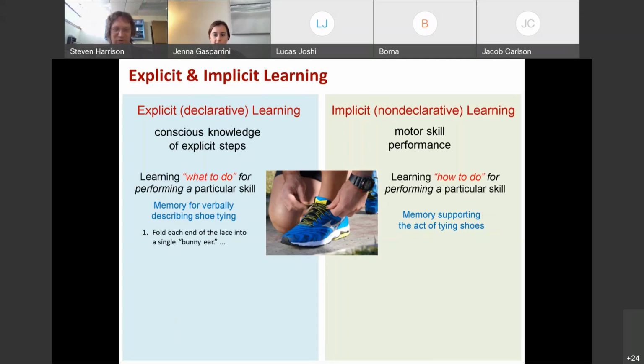Now your ability to know those steps and be able to recite them, as we'll see when we look at the theories of stages of motor learning, is actually an important type of knowledge in early stages of motor learning. So we've got one type of learning and one type of knowledge on the one side. On the other side, we've got the memory supporting the actual act of tying your shoelaces. Think about this: the way that you tie your shoelaces now, does it even have explicit steps clearly defined within it anymore?